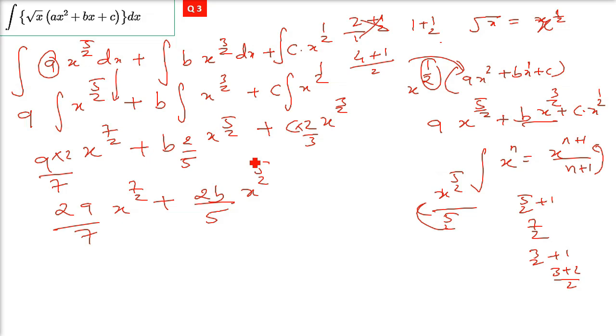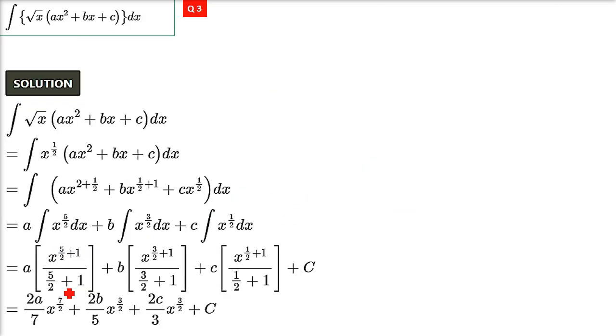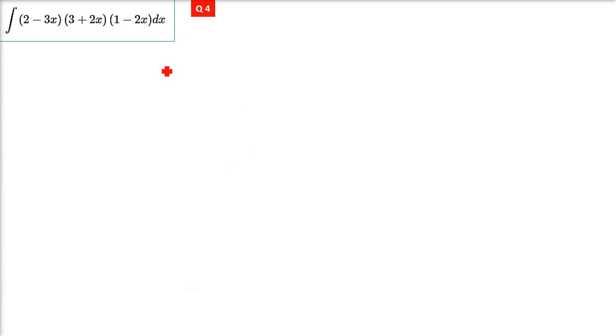So these are three terms. Let me write the third term also. It will be 2c by 3 x to the power 3 by 2. And what is remaining? A constant of integration. This is your final result. So what I explained is in front of you. That is how you are going to write neatly and cleanly, and explain it to your examiner.